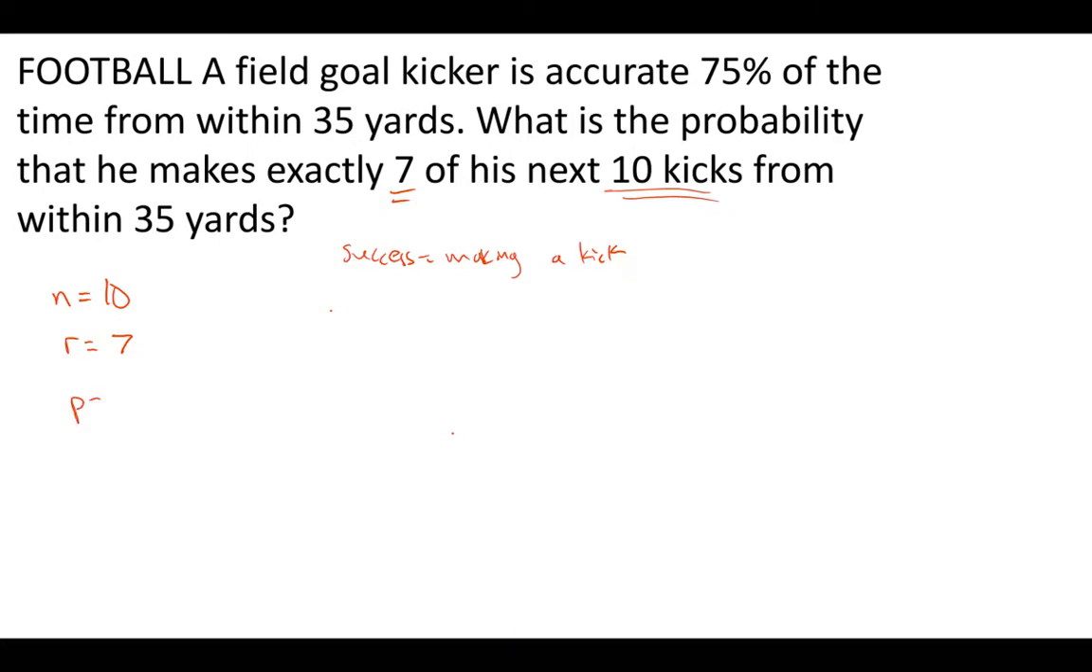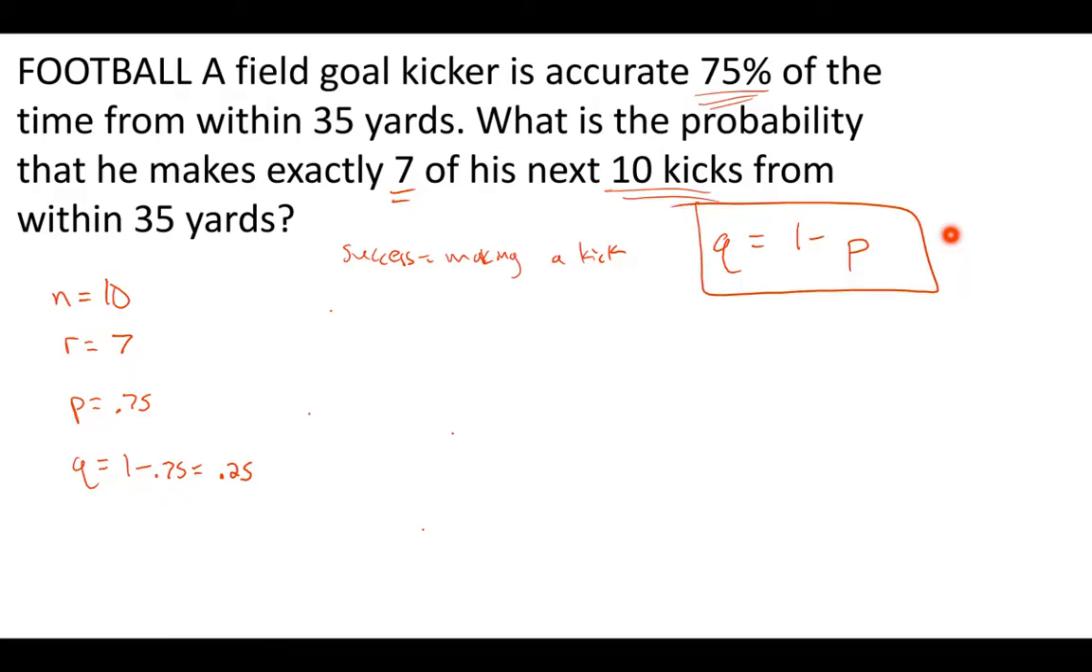Next up, we need P, the probability of success. It says he's accurate 75% of the time, so that would be a success. He's successful 75%, or 0.75, of the time. Now to find Q, you might not know this, and I guess maybe I didn't say this before, but Q is always 1 minus P, right? So if we're successful 75% of the time, then Q is going to be 1 minus 0.75, so it's 0.25. It's always 1 minus P. You might want to write that down: Q equals 1 minus P.